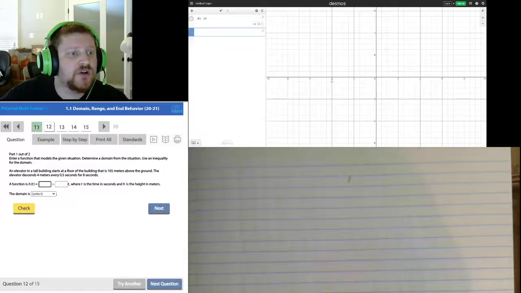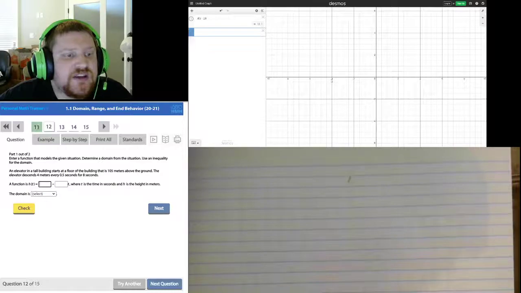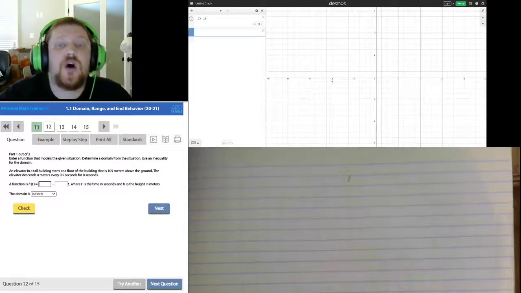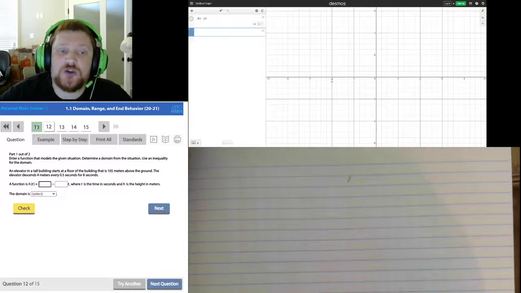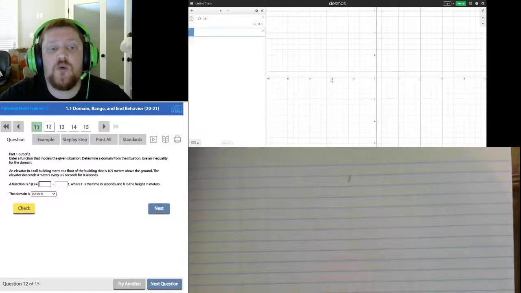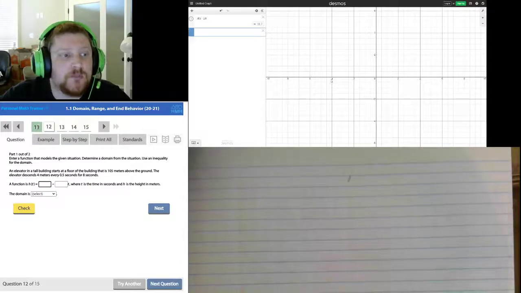Question 12. Enter a function that models the given situation. Determine a domain from the situation. Use an inequality for the domain. So same question, different situation, and instead of using set notation, they want us to use inequality notation.